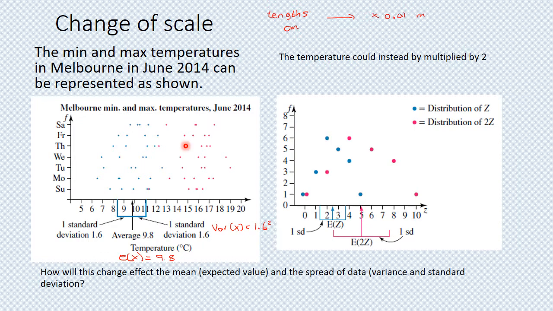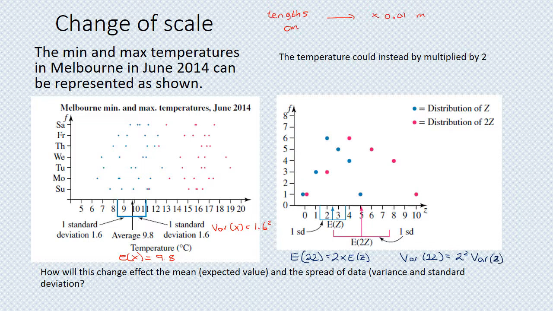So what this means when we're thinking about it here is that when we're getting our new values, sorry, just let me change the colour for a minute, there we go. When we get our new values here, our E of 2Z, as it's called here, what we do is we take 2 and multiply it by E of Z, the initial value. With our variance of 2Z, we're going to square the 2 and multiply by the variance that we had of Z.